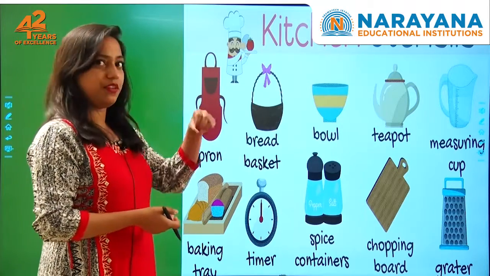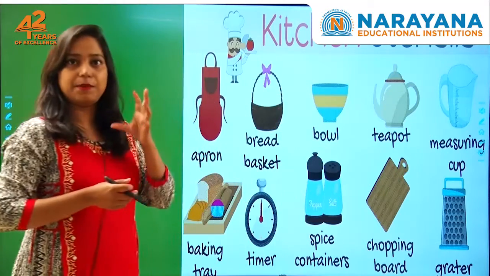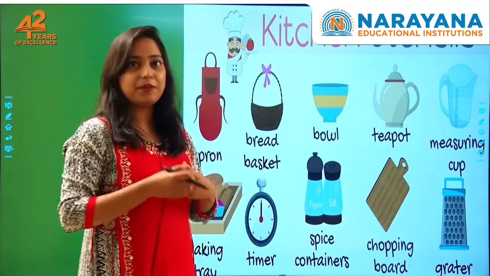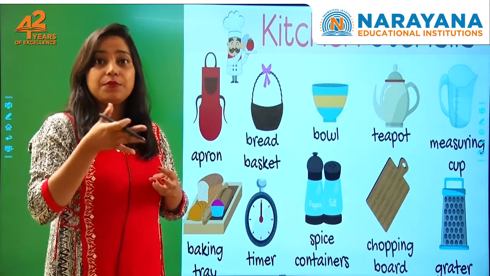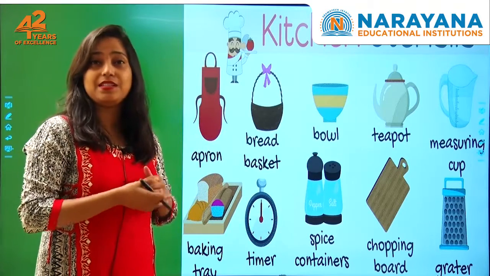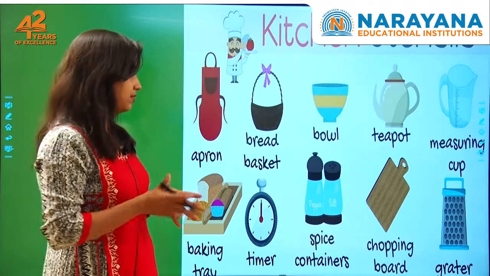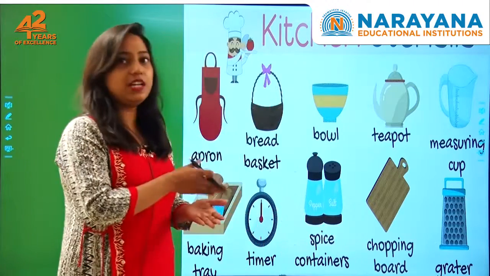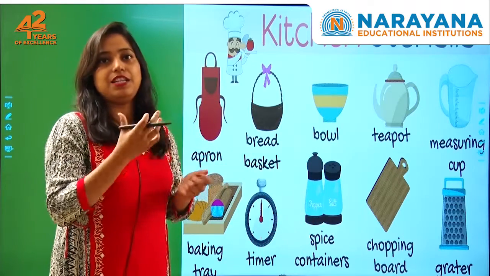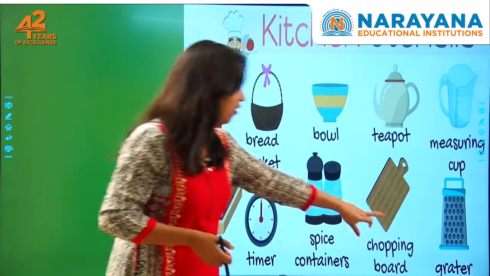Now your bread basket where we keep bread, bowl, your teapot, your measuring cylinder to measure things in a proper manner, your baking tray, and your timer is also there because we have to cook some food within a particular time period. Spice containers where we place so many spices, for example your coriander, your cumin seeds, and stuff like that. Chopping board where we chop our vegetables, and that is your grater. We grate things like cheese. If we want to have mooli paratha, then we have to grate mooli on that grater.